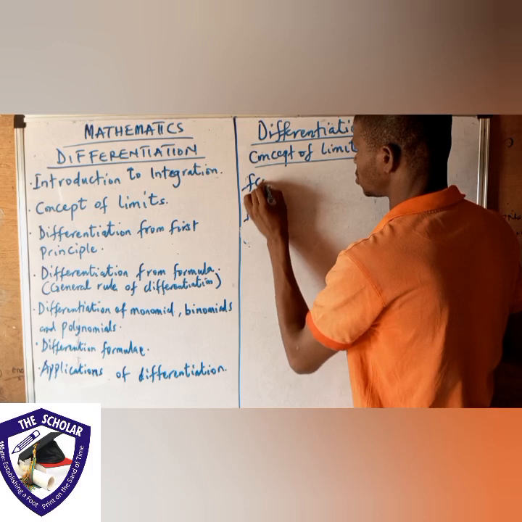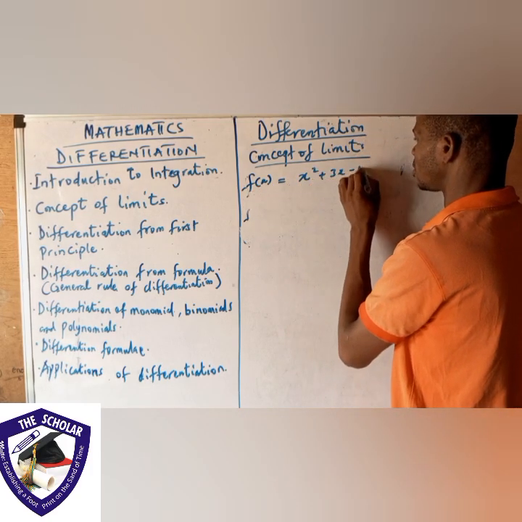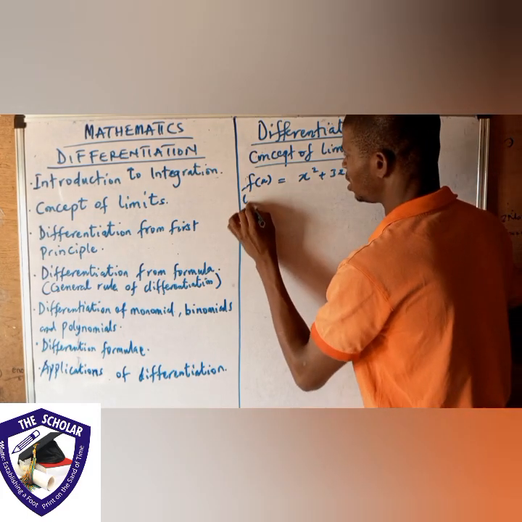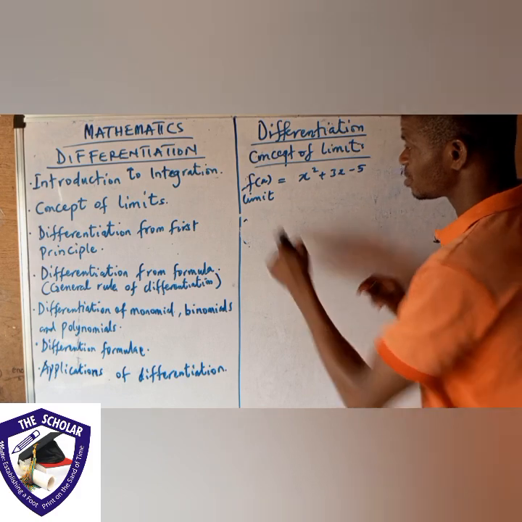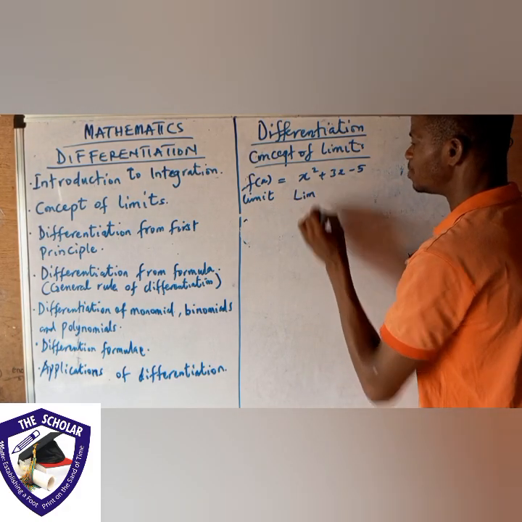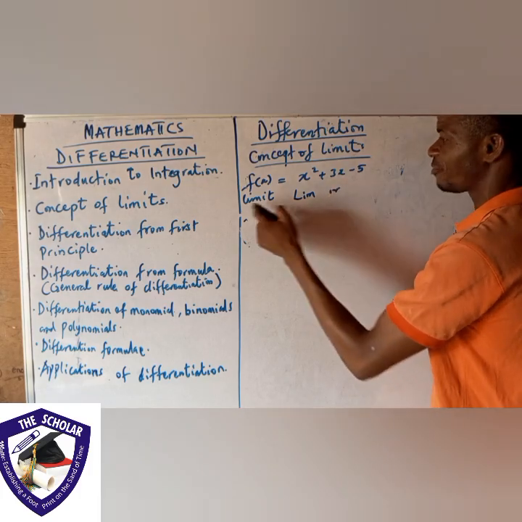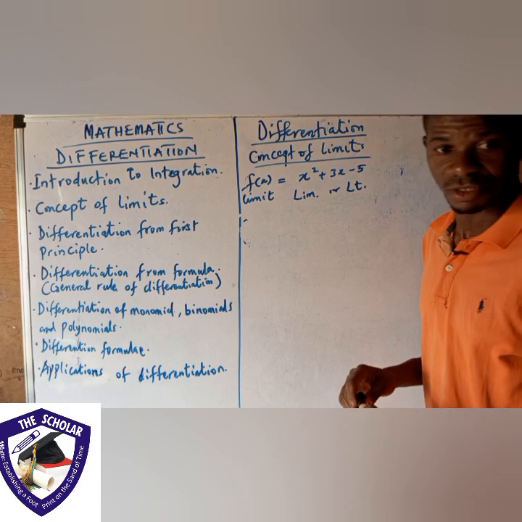I have function f of x equals x squared plus 3x minus 5. Then you have lim. This is limits. So in writing our limits, we have two ways of writing it. I write it as lim, or I just use the first and the last letter, LT. These two mean limits of a function.